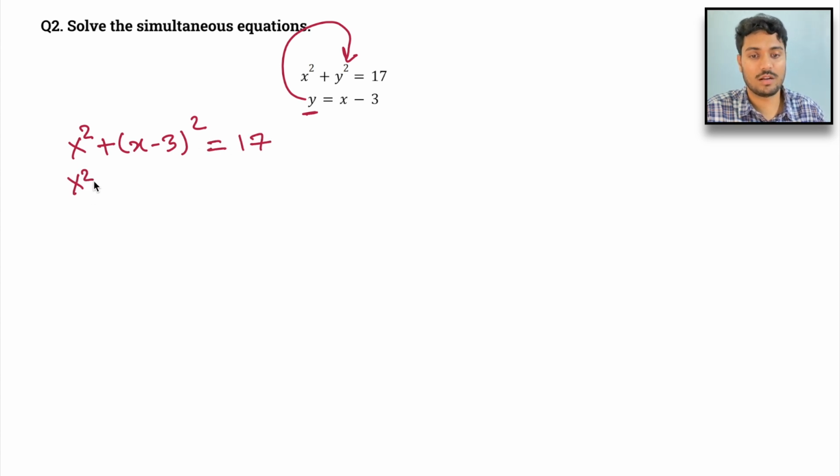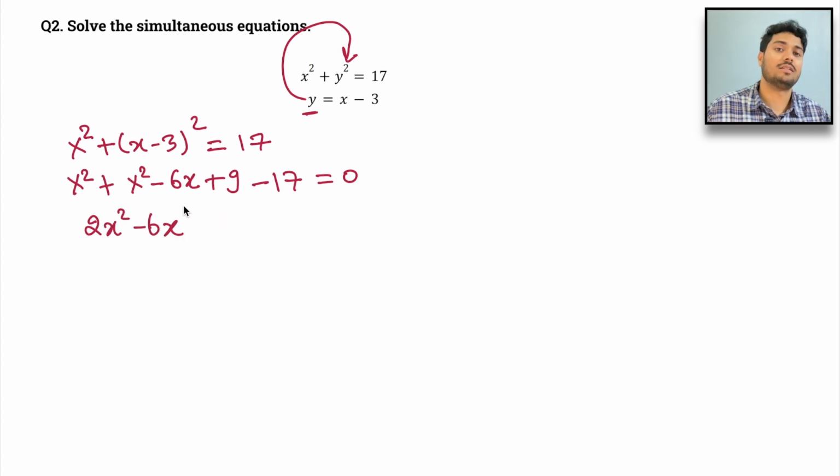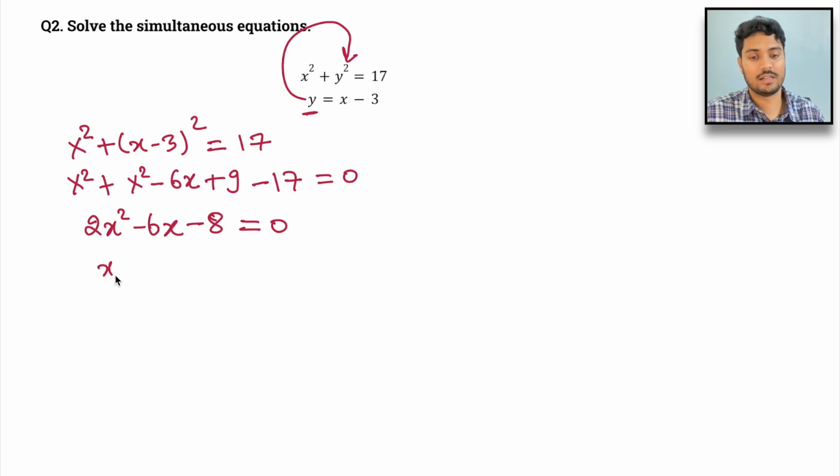Now we have x square plus x minus 3 the whole square going to be x square minus 6x plus 9. Transpose this 17 to the other side, minus 17, which is equals to 0. So now we have 2x square minus 6x, 9 minus 17, which is going to be minus 8. Now again, each term has a number with 2 as a common factor, so we can divide the entire equation by 2 in LHS and RHS. So we will get x square minus 3x minus 4 equals to 0.